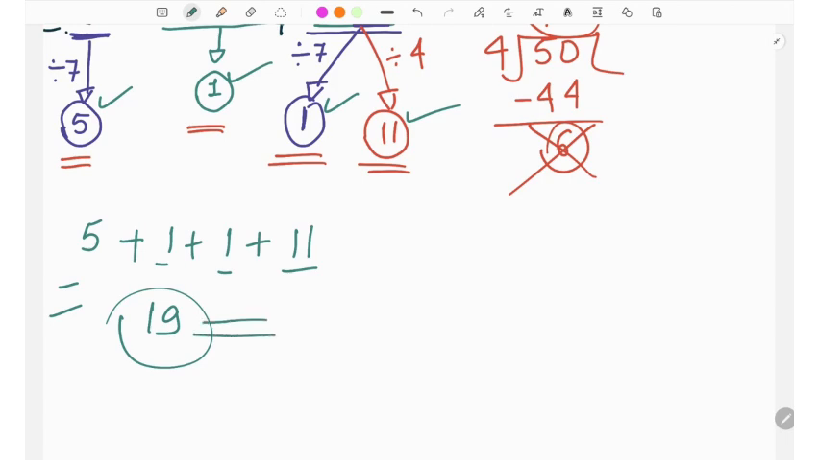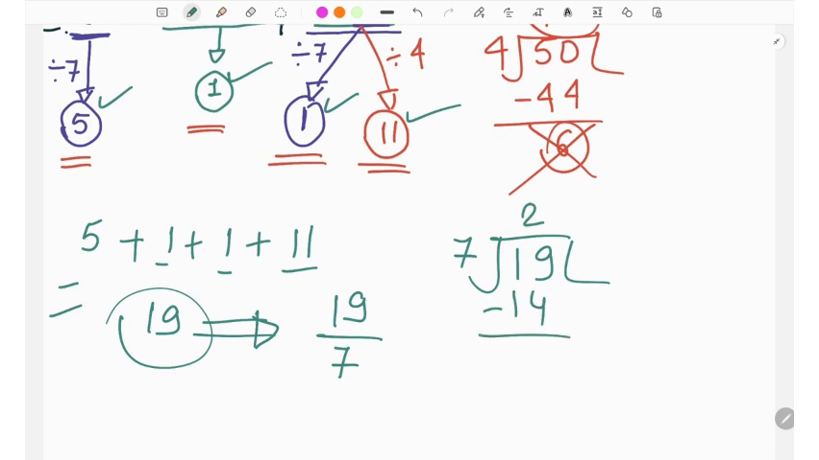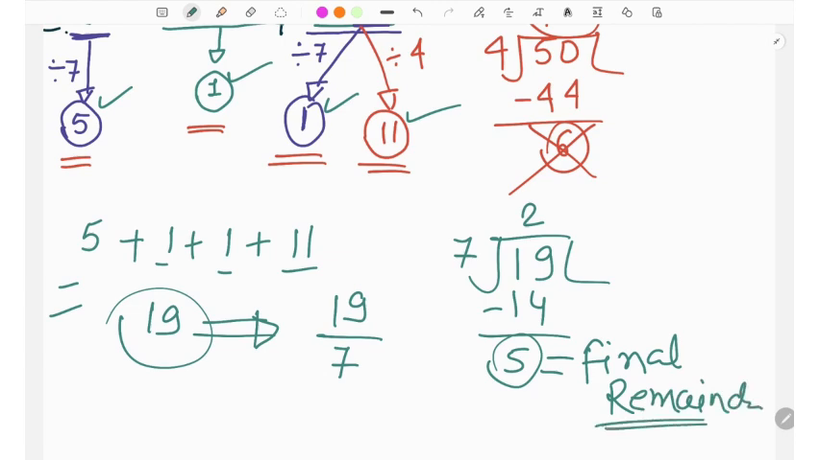Once again, whatever your addition has come to, we will divide that number by 7. And whenever we divide any given number by 7, we focus on the remainder only. 7 2s are 14. What is left, students? 5 is left. This is your final remainder, and your final remainder only will give you the answer for the question. So the final remainder is 5, and this 5 is coded for Thursday. So the answer is Thursday. Got it?